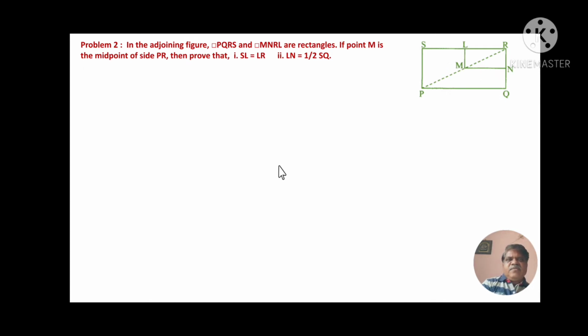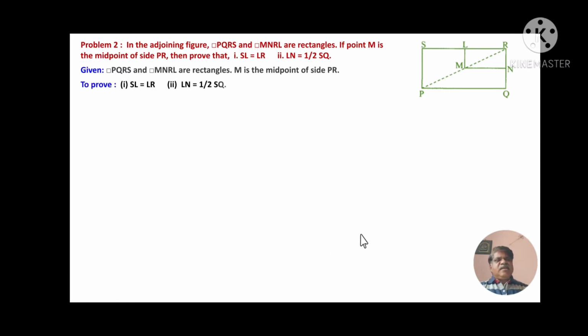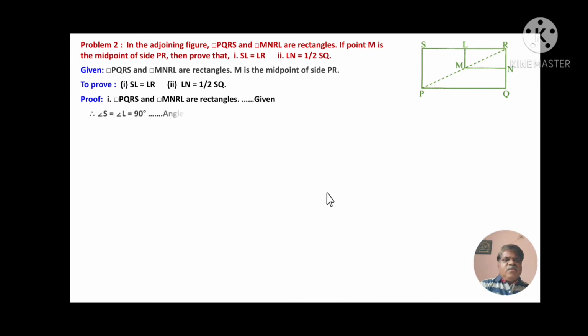So friends, let us write the given. Quadrilateral PQRS and quadrilateral MNRL are rectangles, and M is the midpoint of side PR. What you have to prove: first, SL is equal to LR, and second, LN is equal to half of SQ. Friends, since PQRS and MNRL are rectangles, angle S is equal to angle L is equal to 90 degrees.